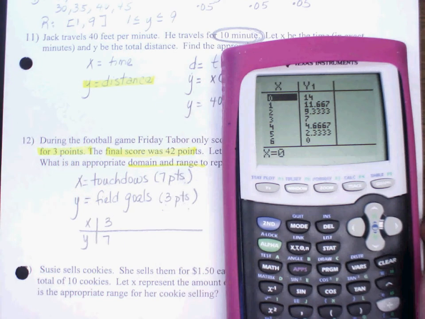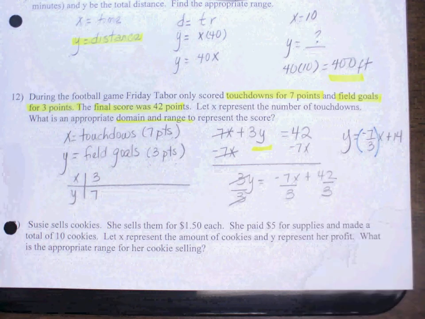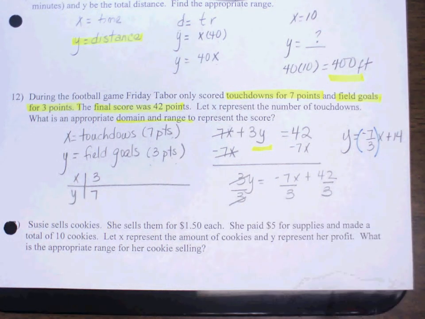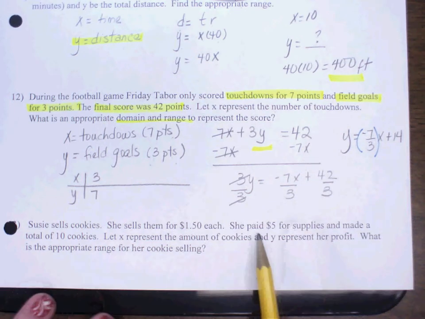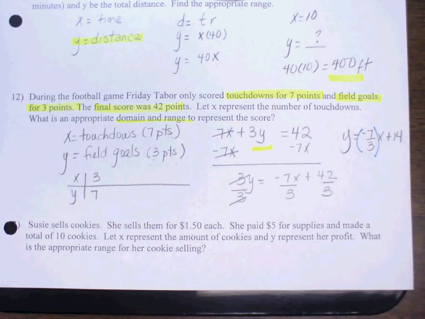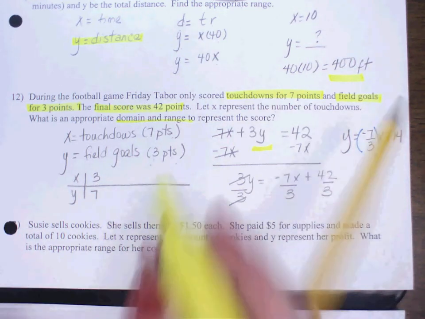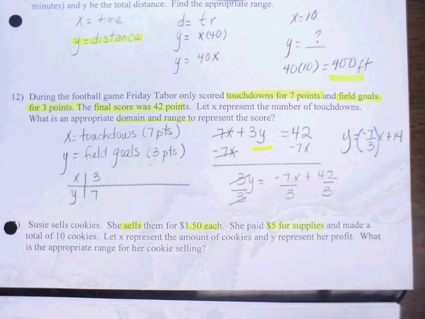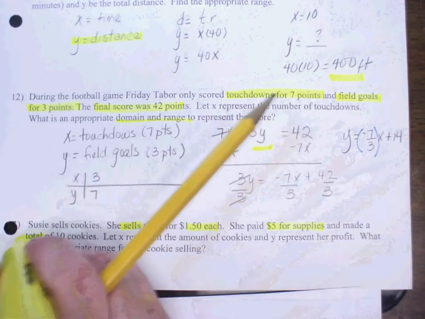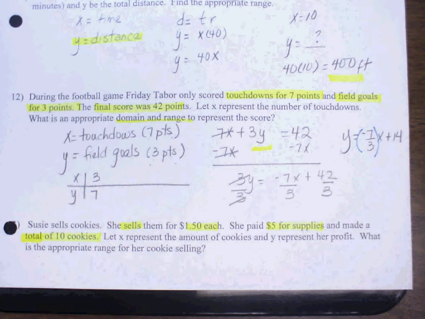Susie sells cookies. She sells them for $1.50 each. She paid $5 for supplies and made a total of 10 cookies. Okay, so she sells them for $1.50, $5 for supplies, and made a total of 10 cookies. Let X represent the amount of cookies and Y represent her profit. Okay, so X is the amount of cookies.